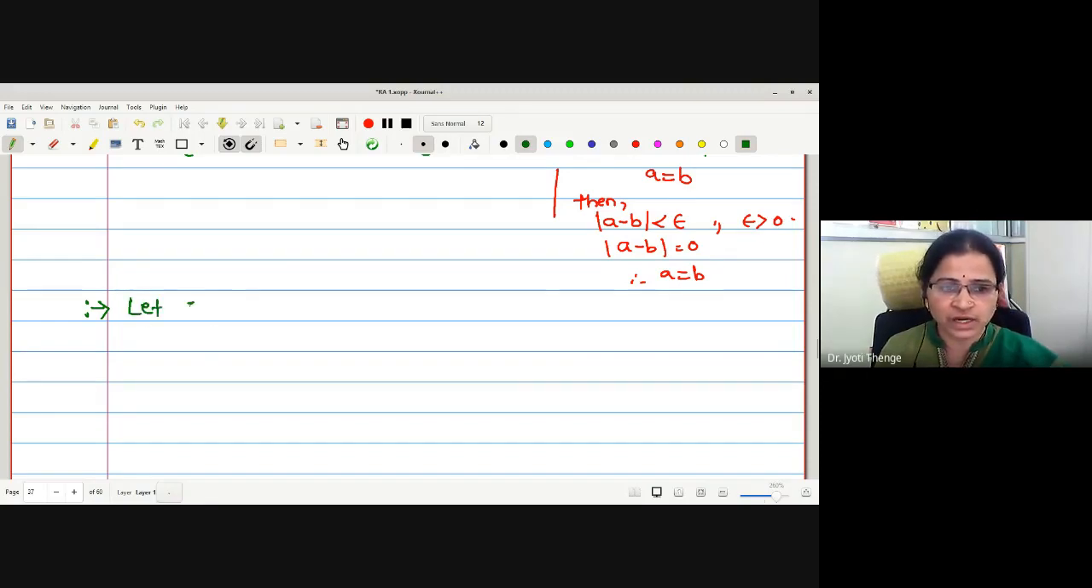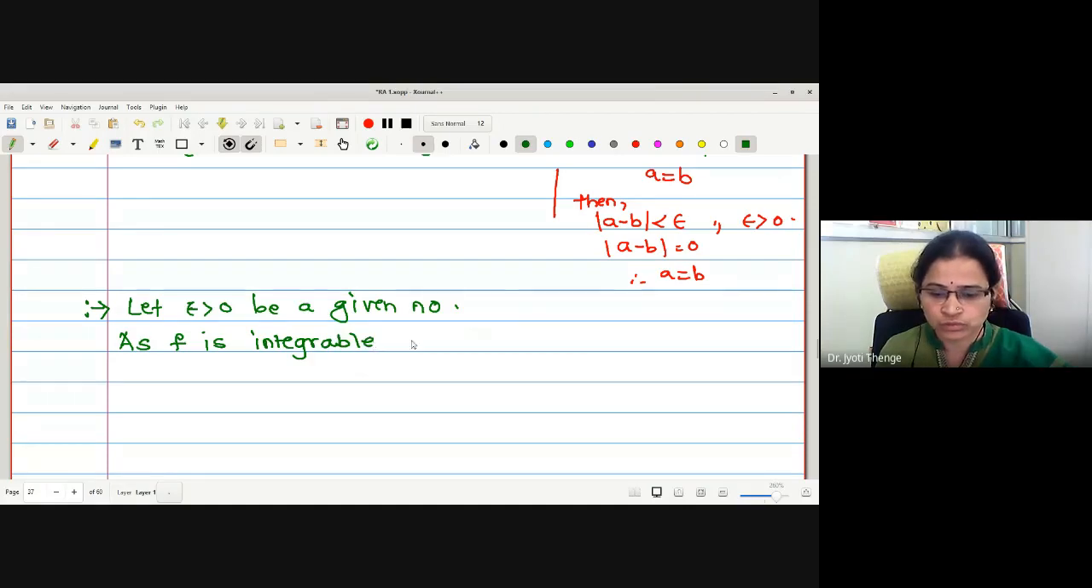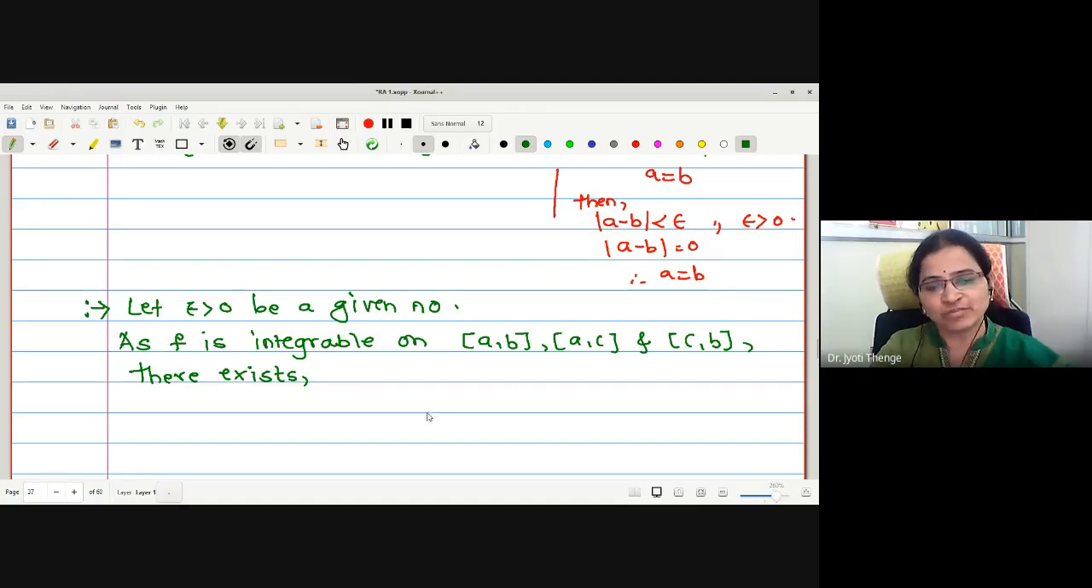Let me start: let epsilon greater than 0 be a given number. As f is integrable on AB, AC and CB, there exists... What exists? Students, can anyone say what kind of partition is going to exist, or whether it is true for all the partitions, if I want to write the second definition of Riemann integrability?